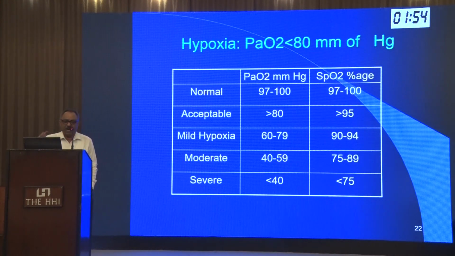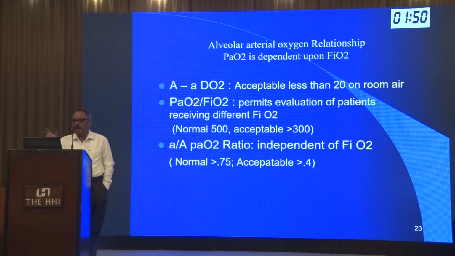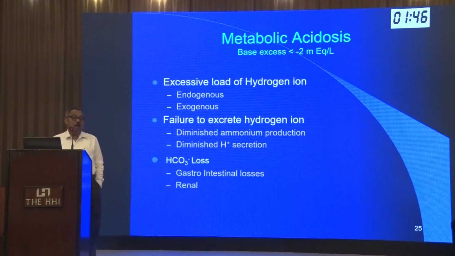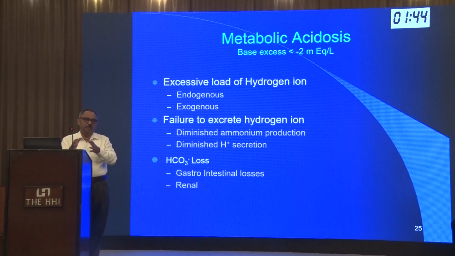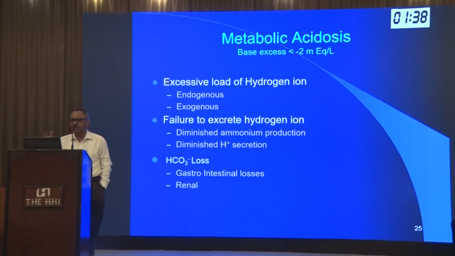This is the hypoxic range I have given. And this is very important again, A-a DO2, the difference of oxygen between the alveoli and the blood, the arterial alveolar oxygen difference. Now, what should be the normal? What should be the abnormal? Those things have been given. You can take the chart.